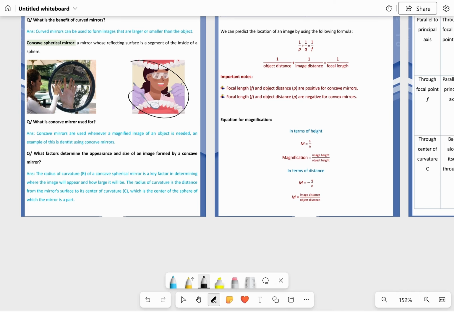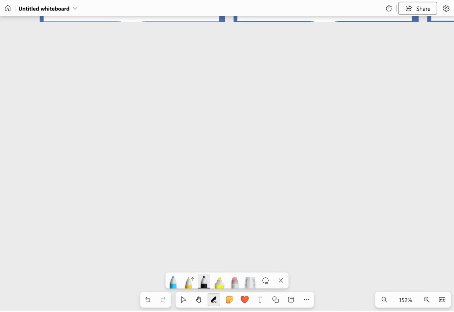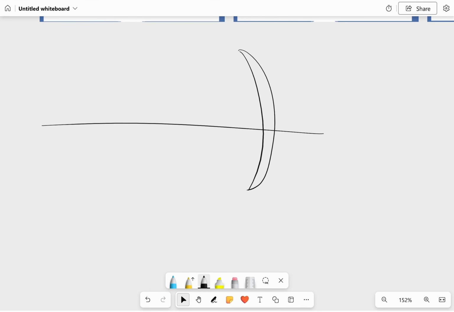What factor determines the appearance of an image formed by a concave mirror? The radius of the spherical mirror. So when we are talking about a concave mirror, we have two things we should know. First of all, let's say this is a concave mirror. The first thing we have is the focal length, and then we have something else called the center. Basically, focal length is half of the center.